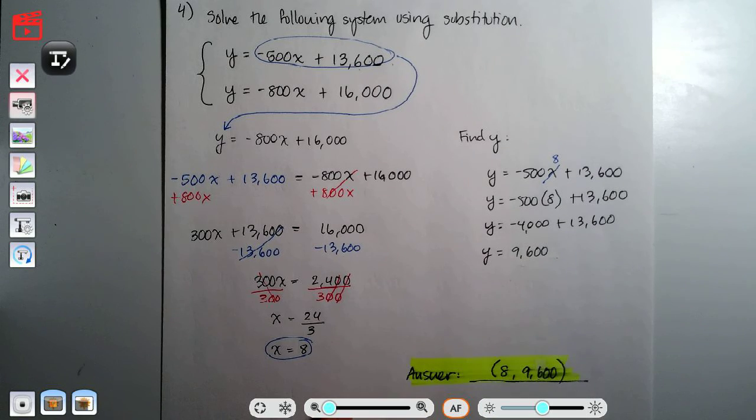Okay, so remember, because we have these two equations and they're in two variables, our answer is going to have the two variable part, the x part and the y part. All right, so that was it for the substitution method for solving systems.